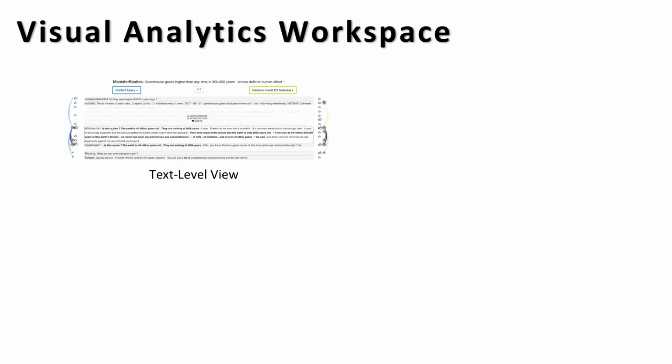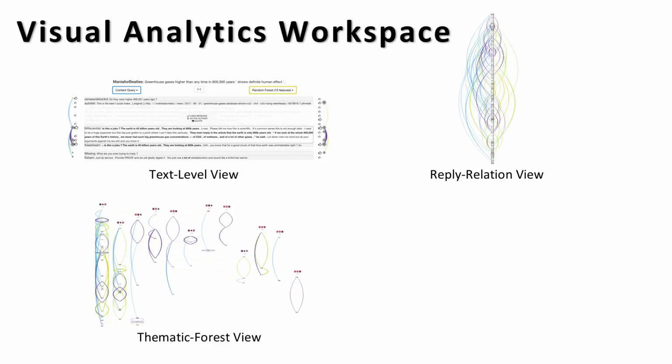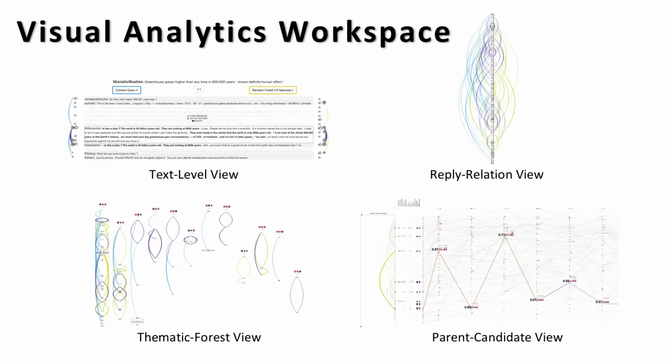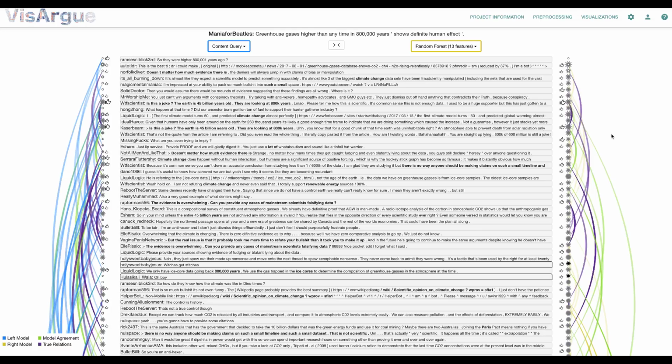The text level view is designed for close reading and detailed inspection. The reply relation view is designed to gain an overview of the complete conversation. The thematic forest view untangles the conversation into different connected components. Lastly, the parent candidate view is used to inspect the decision space of the models. The text view is the first view the users see.